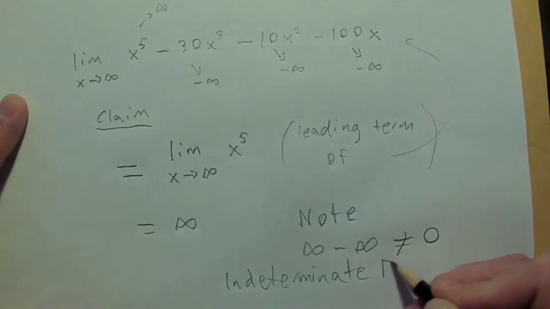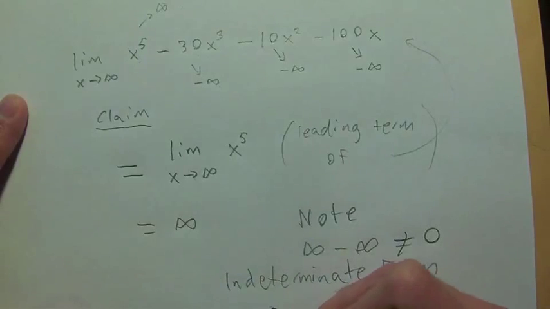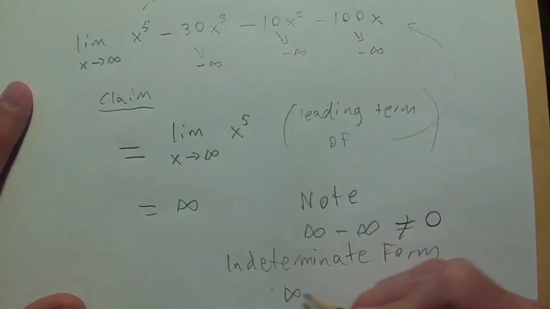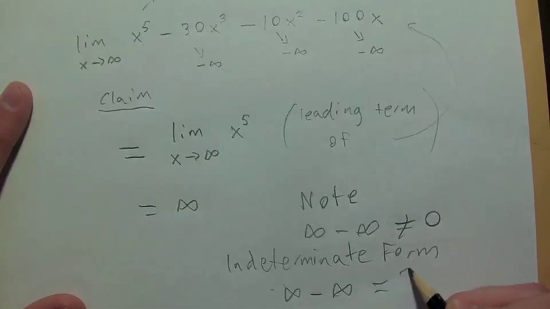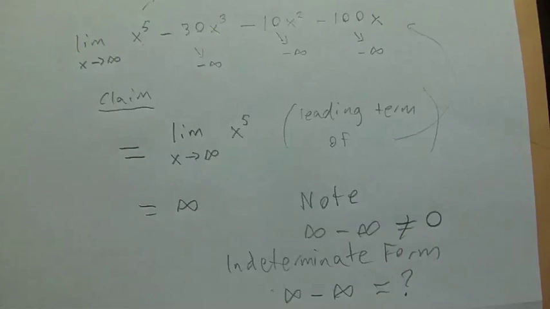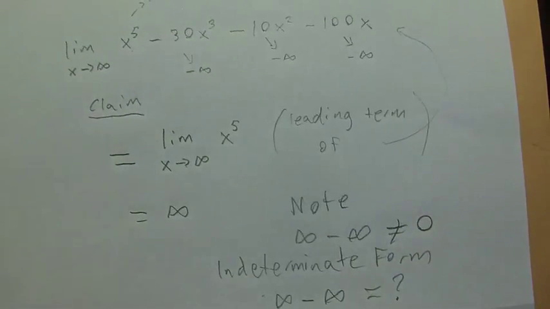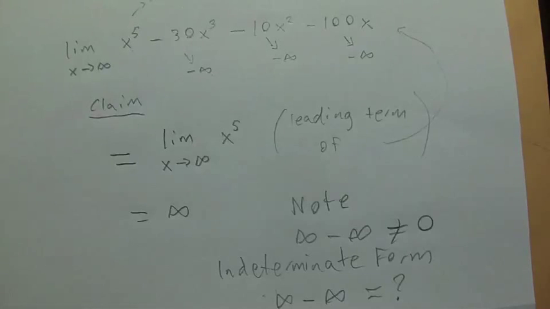Let me write that down, an indeterminate form, because infinity minus infinity, well, it might be 0, it might be infinity, it might be negative infinity, just depending on the outcome.